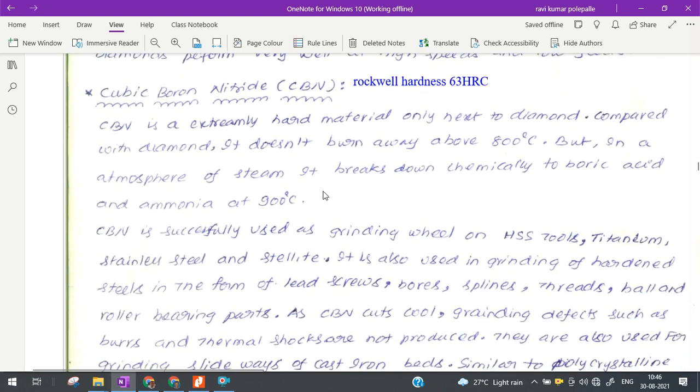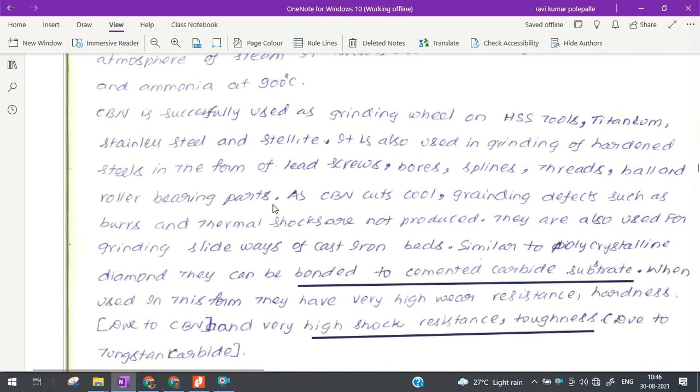Another material of importance is cubic boron nitride, CBN. This material has a Rockwell hardness of 63 HRC. This is a material which is hard only next to diamond. Compared with the diamond, it does not burn away above 800 degrees centigrade. But if there is a presence of steam or water vapor, it breaks down chemically to boric acid and ammonia. And of course, that takes place beyond 900 degrees centigrade.